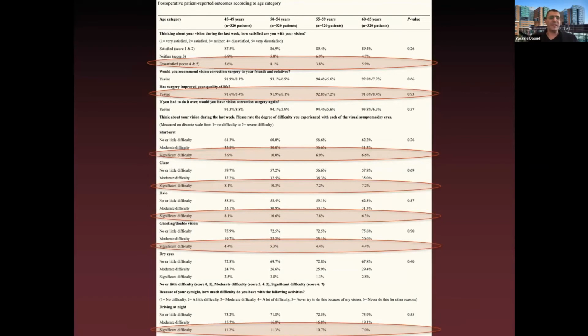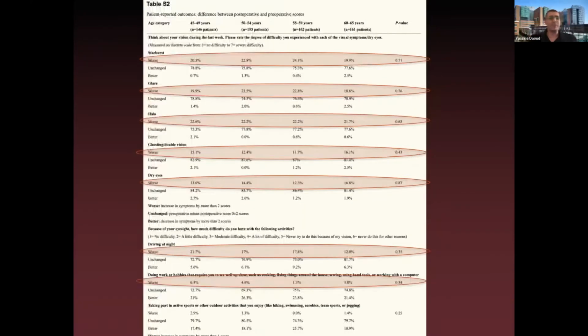When we look at these lenses, you look at the patients and ask, are they satisfied with their vision? Are they dissatisfied with their vision? You see that up to 8% of patients after these lens implantations are actually dissatisfied with their vision. Did the quality of life improve? Again, 8% said, no, my quality of life did not improve with these multifocal lenses. How about starbursts, halos, glare? About 10% across the board, about 4 to 10%. Now we're talking about multifocal. We're not talking about the new generation lenses.